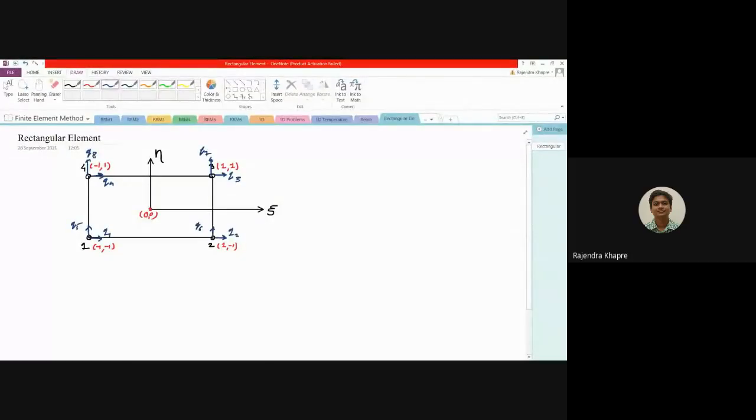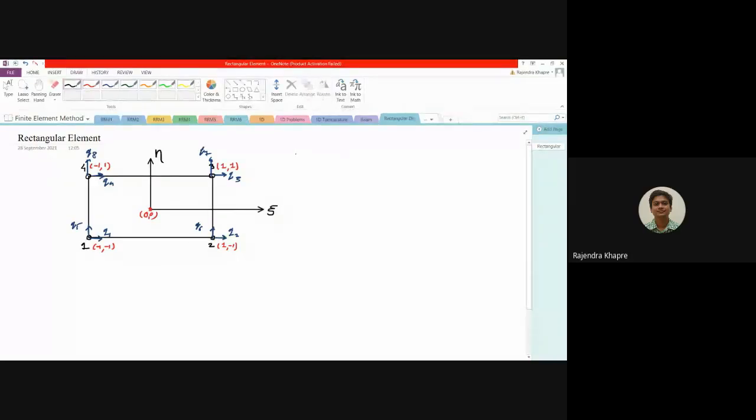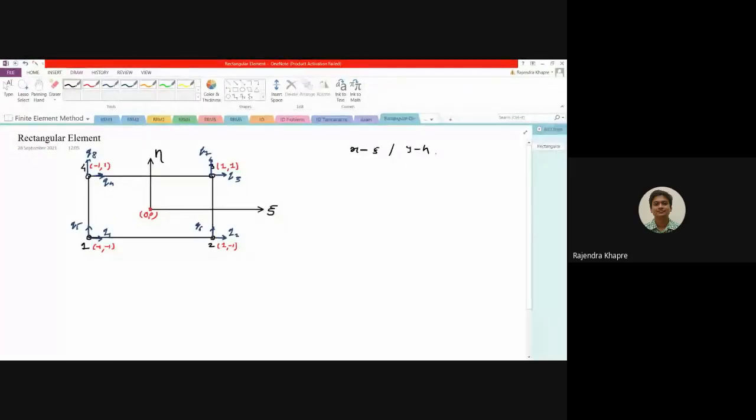Since there are four nodes, we need to find first of all the shape functions. The best way of identifying shape functions is to assume a certain displacement polynomial and put in the boundary conditions. Since these are four nodes, you need at least four constants to define the displacement polynomial. So first of all I'll establish the relationship between x and xi, as well as y and eta. This is very much essential.